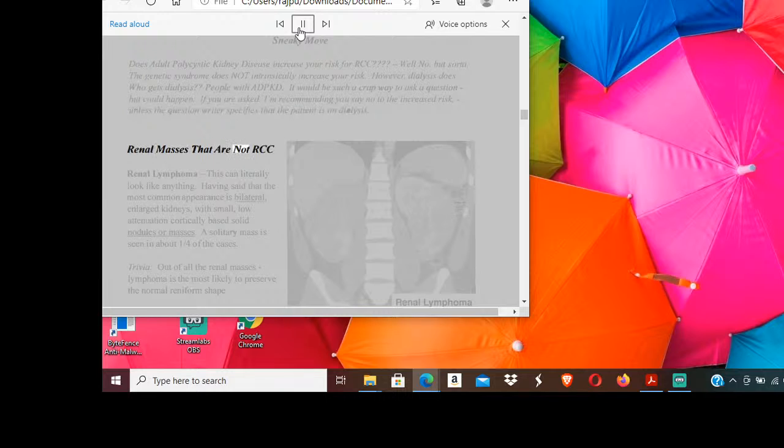Renal masses that are not RCC. Renal lymphoma can literally look like anything. Having said that, the most common appearance is bilateral, enlarged kidneys, with small, low attenuation cortically based solid nodules or masses. A solitary mass is seen in about a quarter of the cases. Trivia: out of all the renal masses, lymphoma is the most likely to preserve the normal reniform shape.